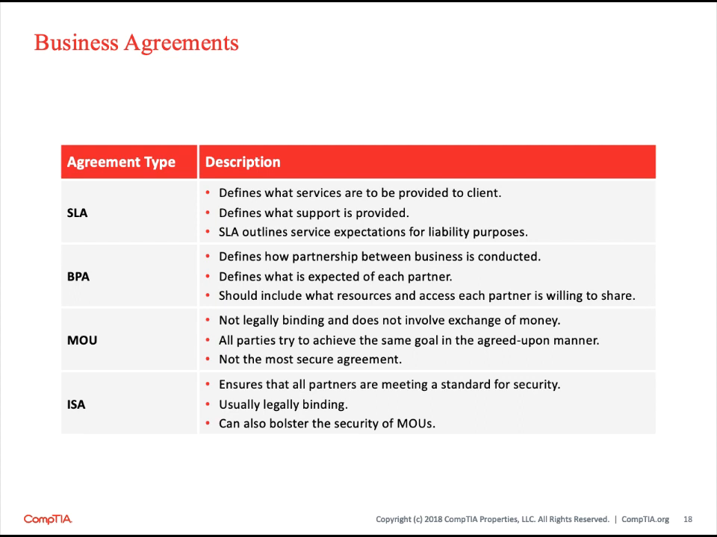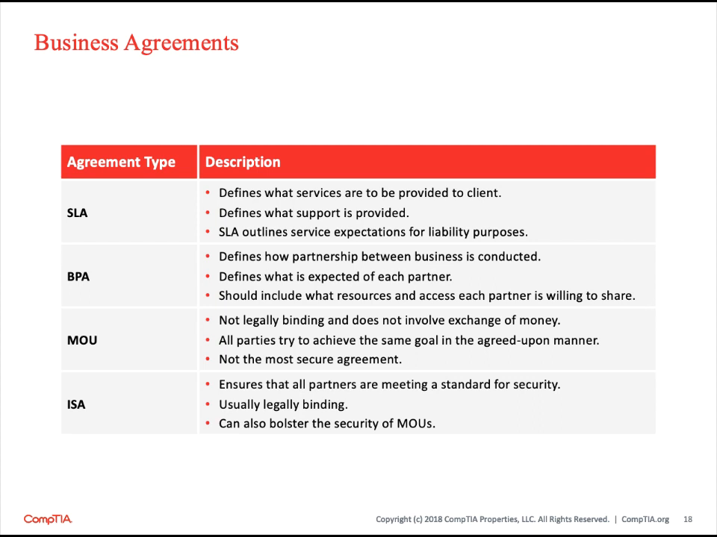So this SLA is going to define our basic expectations for liability purposes. So this is a legally binding document. Across your test, you may come up with something saying, okay, it might give you 3 or 4 of these and say, okay, which one of these are legally binding, right? SLA is one of them. ISA is one of them. MOU, generally, no, it would not be.